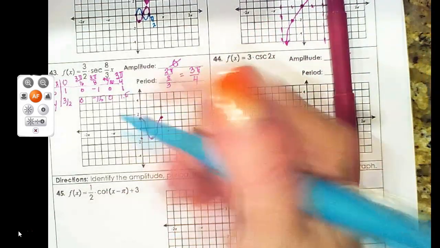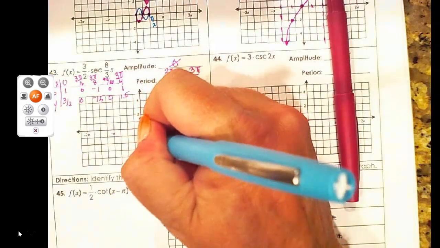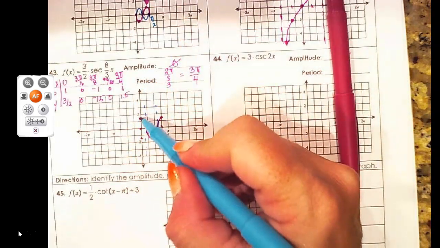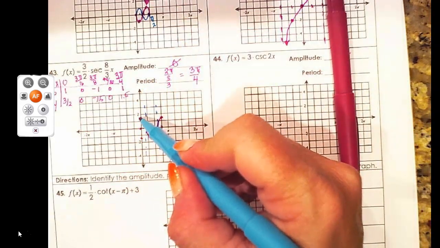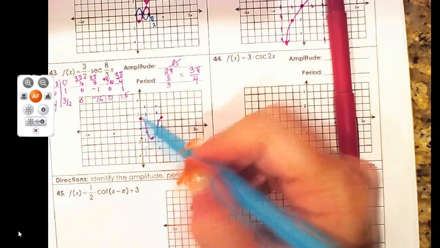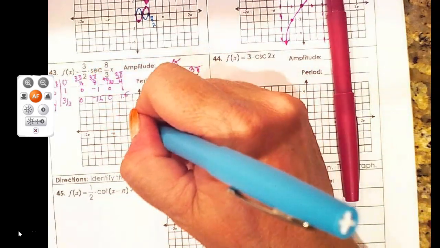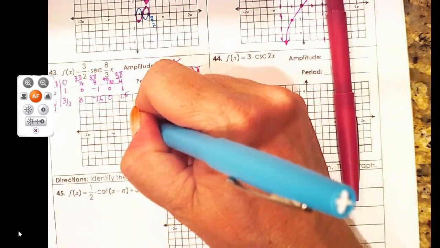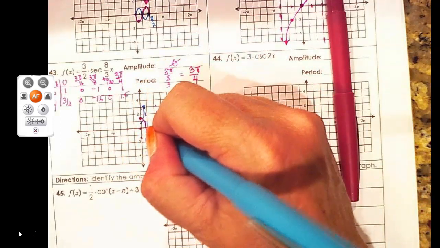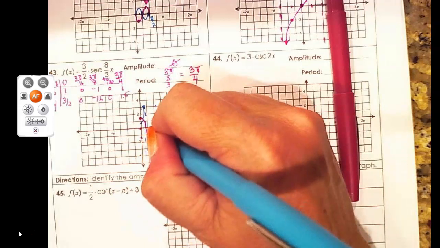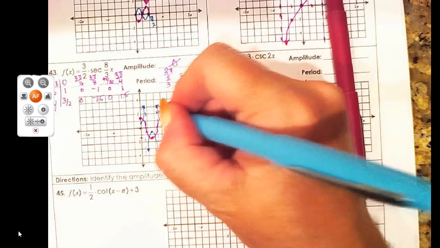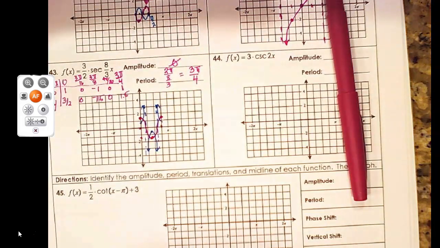Now I'm going to draw in my asymptotes at the zeros. And then at my peaks, I'm at 3 halves. So at my valleys, I'm going to be at 2/3 for the secant function. So I'm just going to go right here. And I'm going to do secant. And here's 2/3. And then here's 2/3. So the blue portion there is my secant curve.